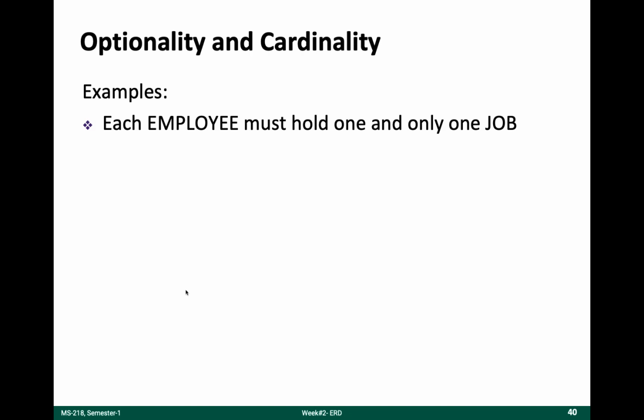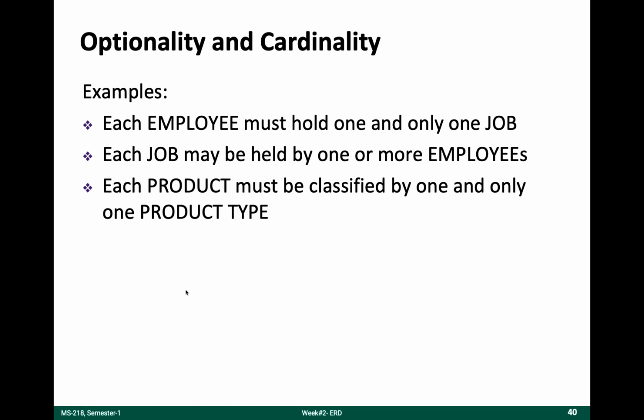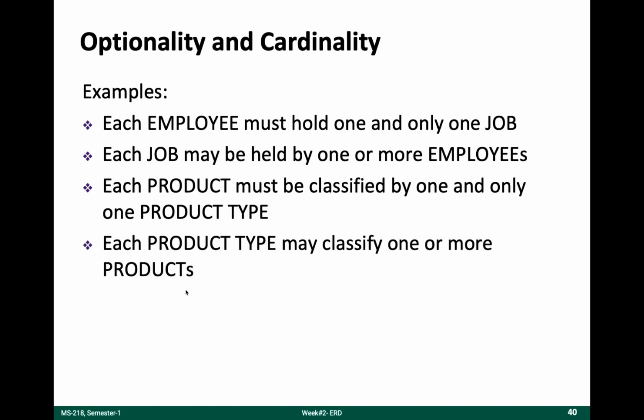So examples are here. Each employee must hold one and only one job. Each job may be held by one or more employees. Each product must be classified by one and only one product type. Okay, these are the different examples. Each product type may classify one or more products.